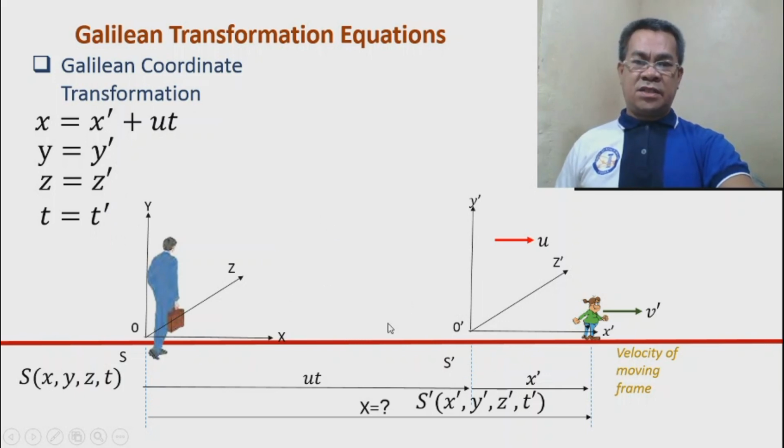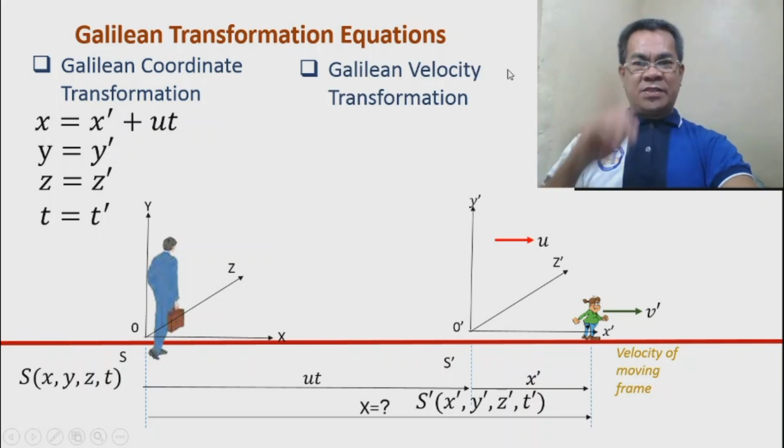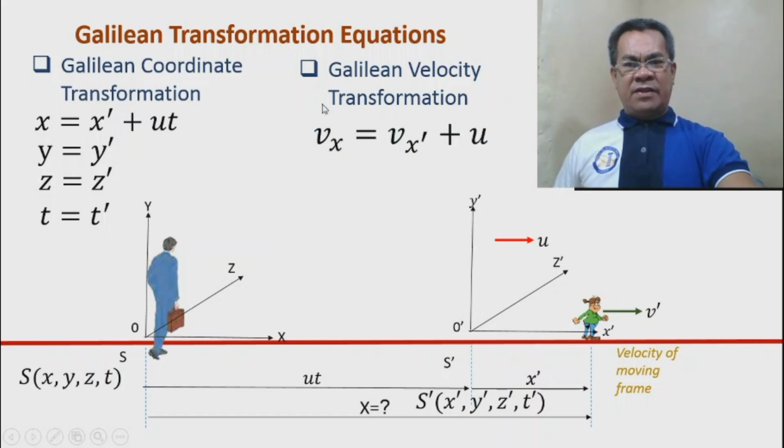Remember, the prime means it is a moving frame, while without prime, this is the observer in the rest frame. Now, the Galilean velocity transformation: Vx, the velocity component of the particle according to the rest frame, is equivalent to the velocity along x of the particle according to the moving frame, S prime, added to the velocity of the moving frame.